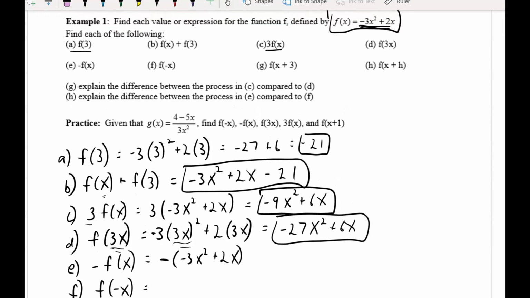For part F, we're going to replace the x's with negative x's. Now in the case where we square it, the negative sign is going to go away, but where we don't square it, the negative sign is going to stay.